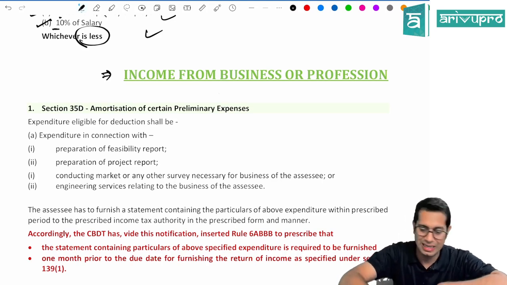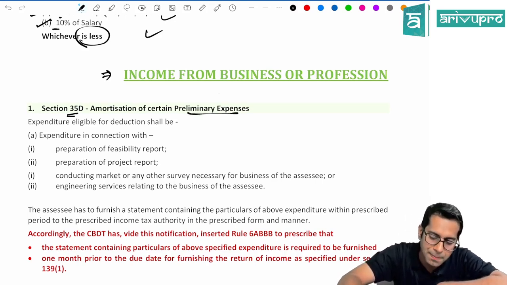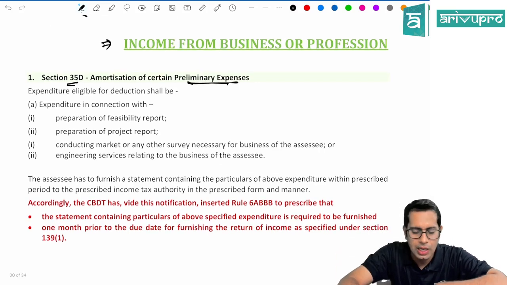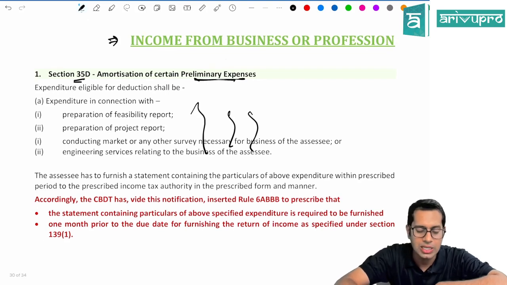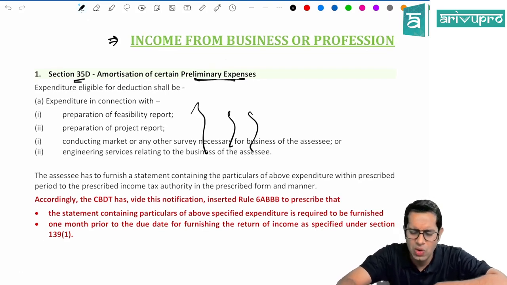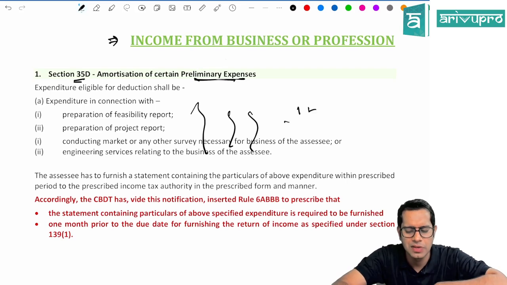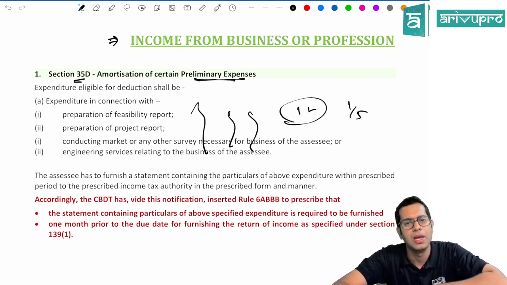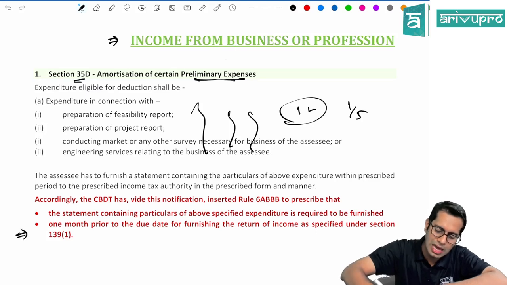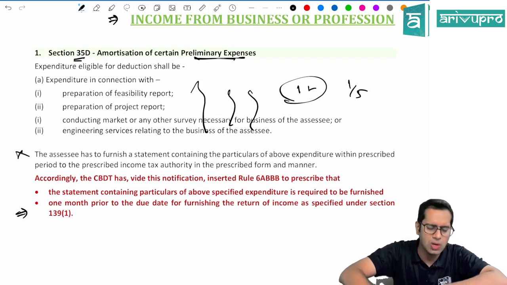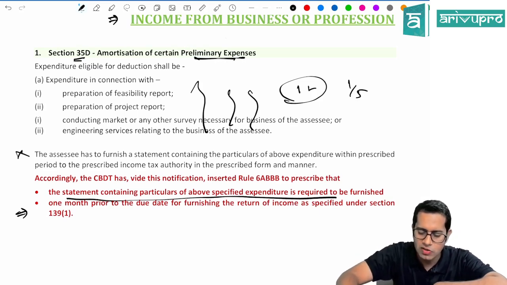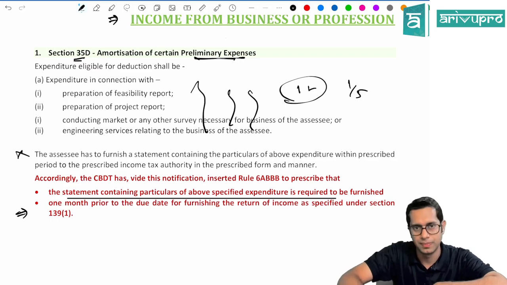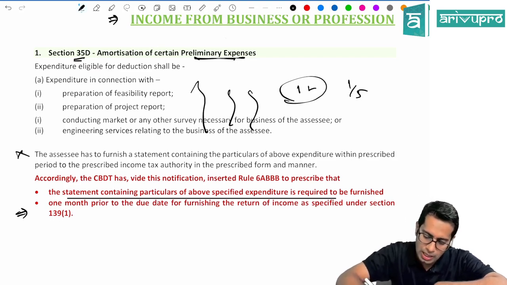Yes, 35D talks about preliminary expenses. Now there is a list of some expenses which are called preliminary expenses. What is 35D telling? These preliminary expenses are allowed in 5 equal installments starting from the year in which the business has commenced. One clarification they have issued, not a very important amendment: whatever details of preliminary expenses are given are required to be authenticated.